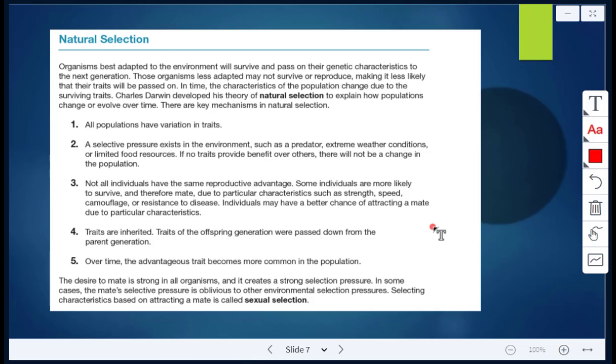Next, traits are inherited. Traits of the offspring generation are going to be passed down from the parent generation. And then 5, over time, the advantageous trait becomes more common in the population.